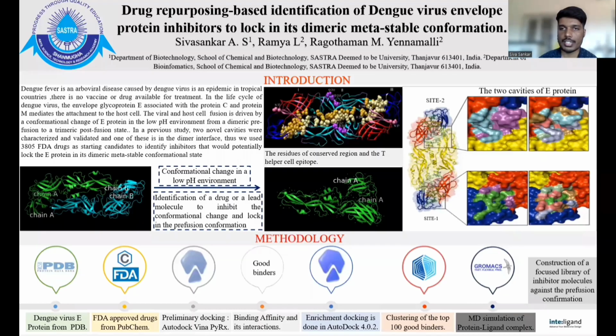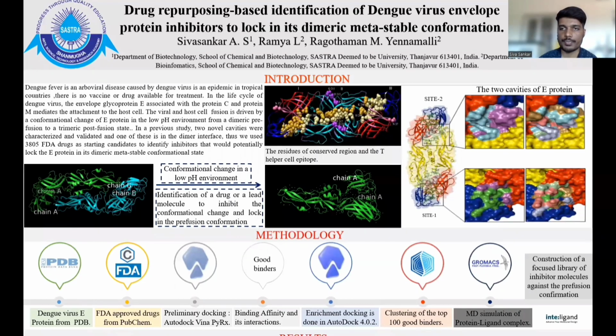Dengue is an arboviral disease caused by dengue virus, which belongs to the flaviviral family, and mosquitoes act as a vector in this disease. This has been an epidemic in tropical and subtropical countries for the last 2 decades, but there is no drug or vaccine available for its treatment.